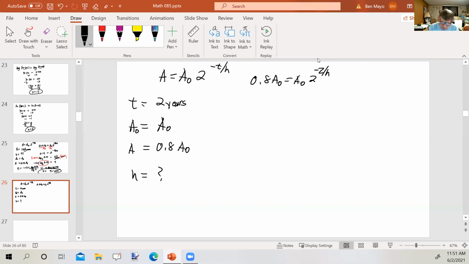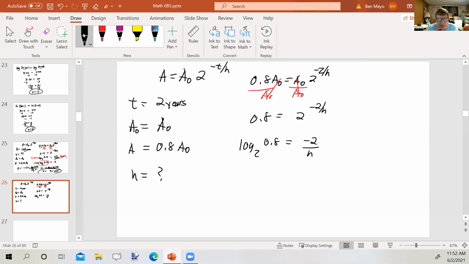So now our equation becomes 0.8 A sub 0 equals A sub 0 times 2 to the negative 2 over h power. We're going to divide both sides by A sub 0. 0.8 equals 2 to the negative 2 over h power. We're going to change this to a logarithmic equation. Log base 2 of 0.8 equals negative 2 over h.